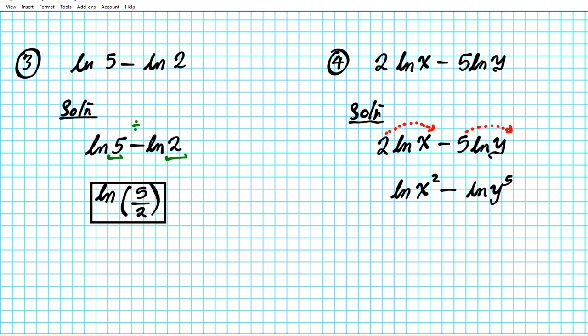Okay, now we have identical bases, namely e. So we're going to now condense. Since we have a minus, the difference of logarithms, as indicated earlier, is basically the quotient of the logarithmic arguments. So this minus is going to become a division in the regular world. So we have the natural logarithm of, the first one is the numerator, x squared divided by y to the fifth. ln of x squared over y to the fifth. And that is the answer to question number 4.